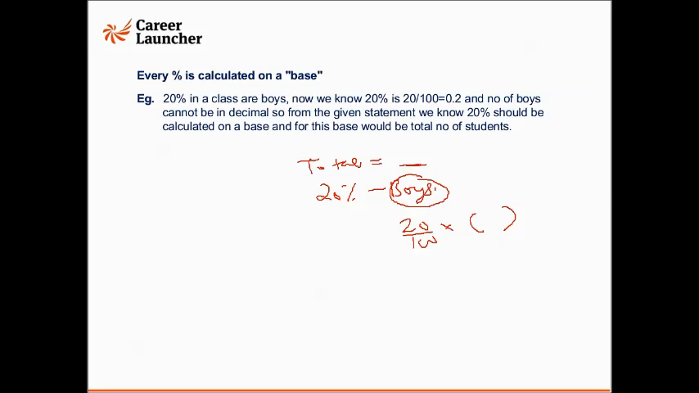Of total number of students. For this, like I told you, the base should be known, then only we can calculate the percentage value, correct? So here the base is total number of students, because if we know the total number of students, then we can calculate the total number of boys, which is 20% of total number of students. So I'm just telling you that if you have to calculate some percentage value, there should be some base.